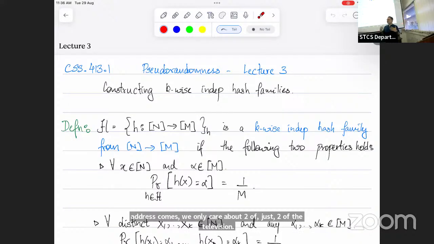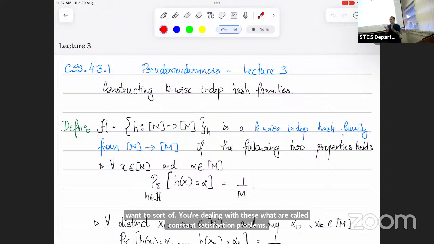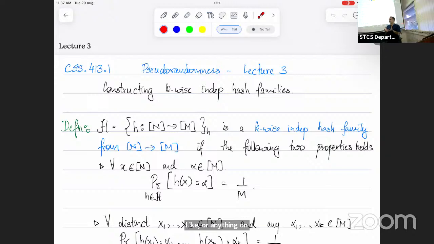Similarly, this in general shows up when you're dealing with what are called constraint satisfaction problems, like max sat or anything of that sort. As long as each constraint is very local, there are many times when you can get away with something like limited independence. Okay, that was the broad idea of why we went down this path.